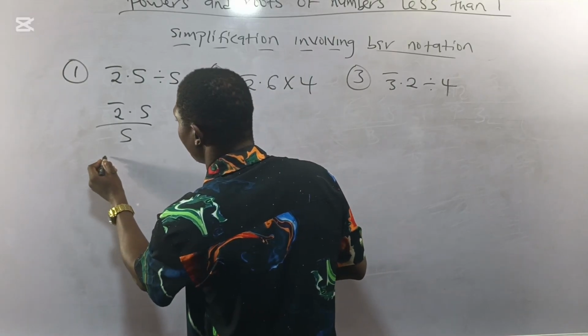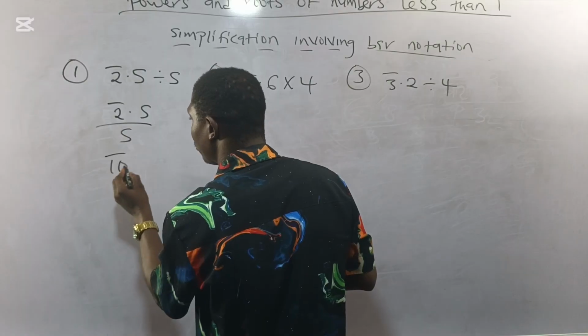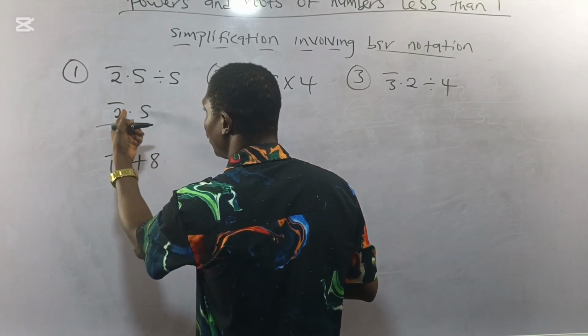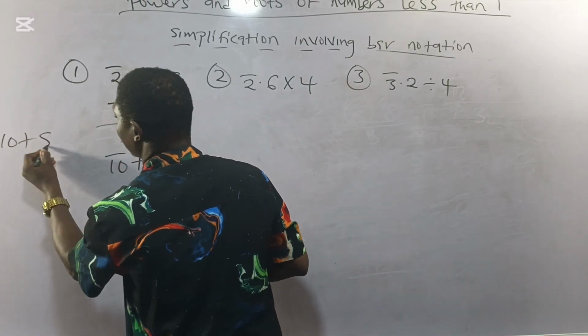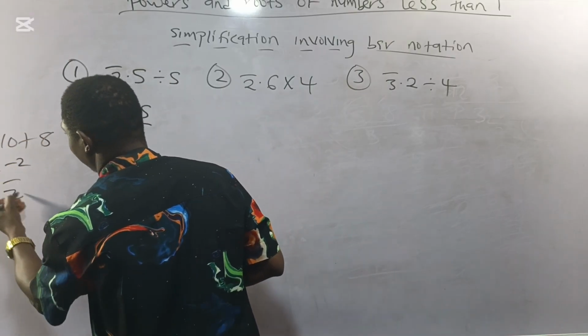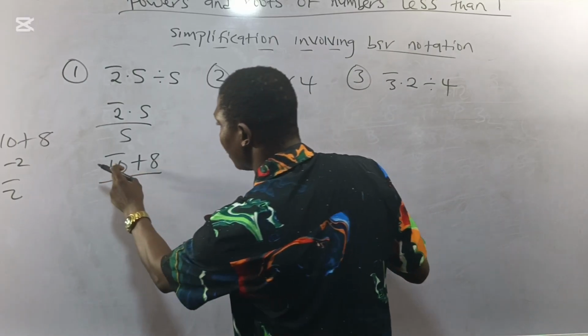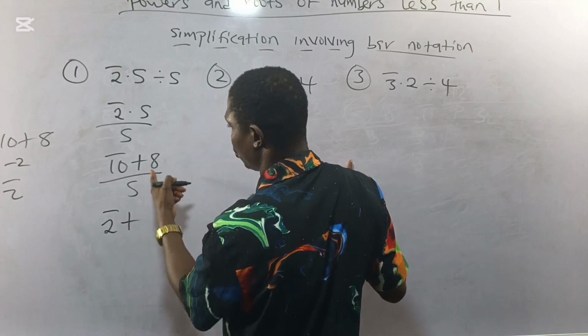So if I use bar 10, minus 10 plus what, that will give me minus 2. Minus 10, which is bar 10, plus 8 will give me what? Bar 2. Minus 10 plus 8 is equal to minus 2, which is the same as bar 2. So we now have over what? 5. And bar 10 divided by 5 will give me bar 2. And I'll have plus.